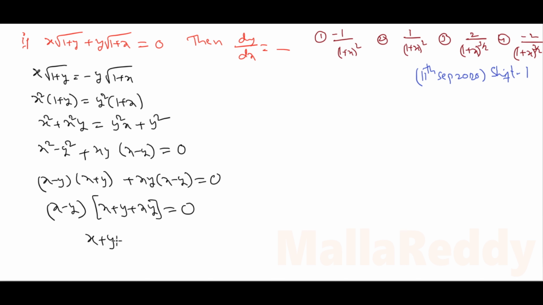That is x plus y plus xy is equal to 0. Take y common in these two. y into (1 plus x) is equal to minus x. Therefore y is equal to minus x by (1 plus x).